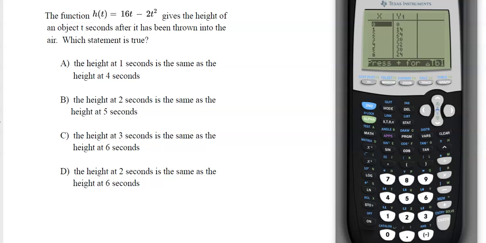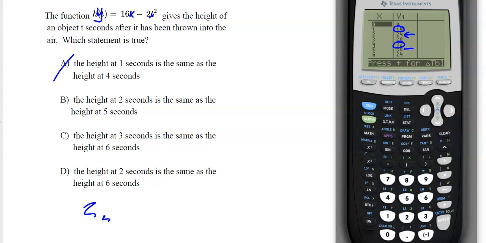And we want to know, is the height at 1 the same as the height at 4? Well, remember, x is the time, and y, so on our graph here, I want you to know this is like the y, and this is the x. So at 1, there's a height of 1. Is that the same as at 4? No. How about 2 and 5?